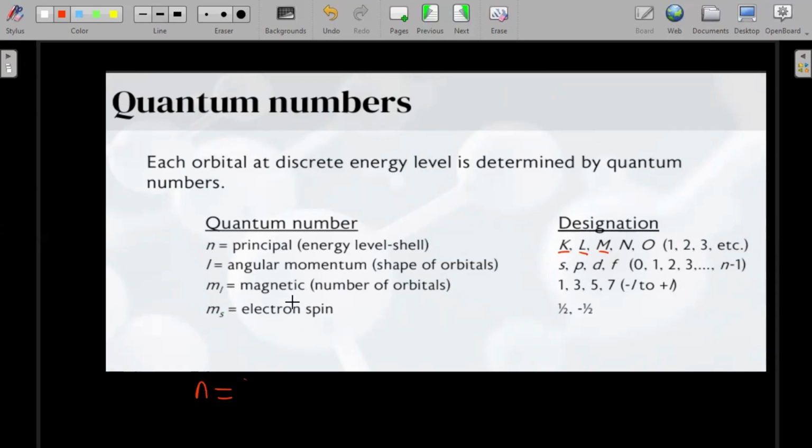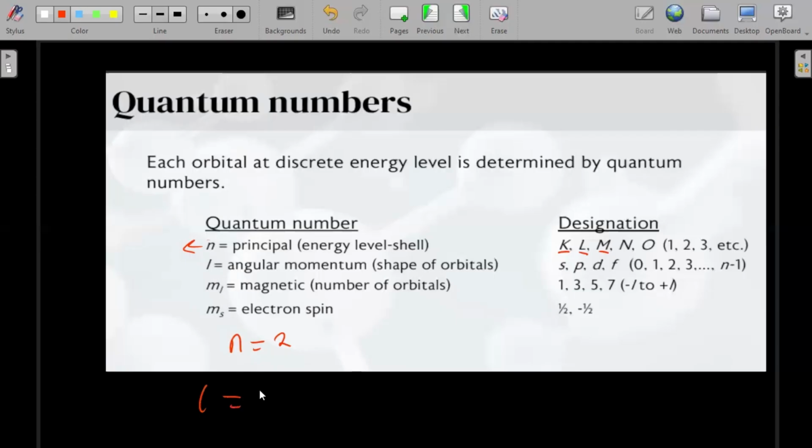Then we have the angular momentum quantum number. It simply tells us the shape of orbitals. You can have the s orbital, the p orbital, the d orbital, and the f orbital. It is denoted by the letter l. If you are given the principal quantum number, say n is equal to 2, we can find l, the angular momentum quantum number.